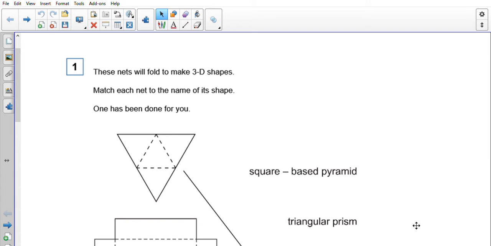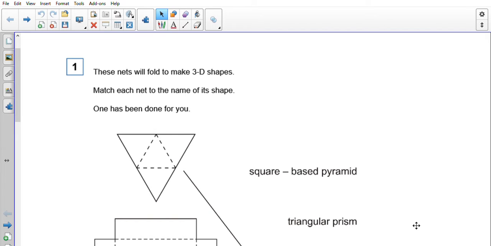Again with these, don't feel like anything has to be printed out. Be creative with how you're putting your answers down, whether you're drawing out the nets, whether you're reproducing it, whether you're just having a discussion with someone to work out the answer. All of those are absolutely fine. You don't have to print or resource these worksheets at all.